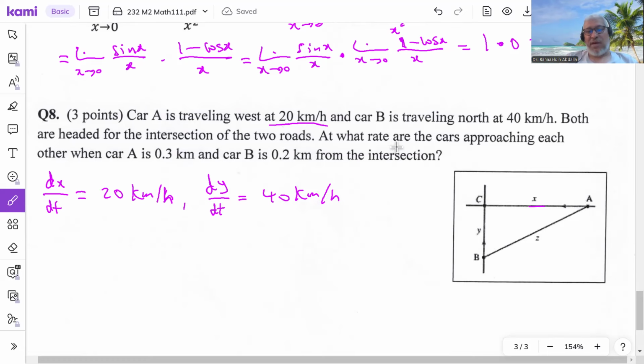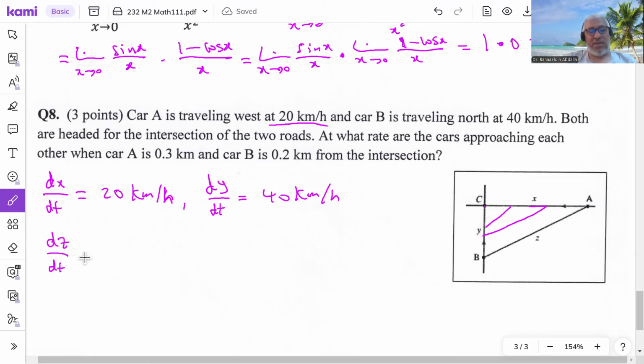At what rate are the cars approaching each other? So the z here is the distance between the two cars. When the cars move, this distance would be decreasing. And notice that they will meet at the intersection. He's asking at what rate are the cars approaching each other when car A is 0.3 and car B is 0.2 from the intersection. So what is the rate of change of z?